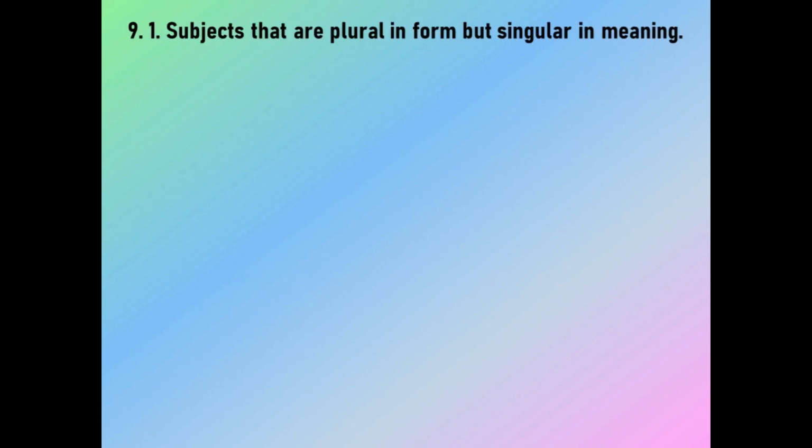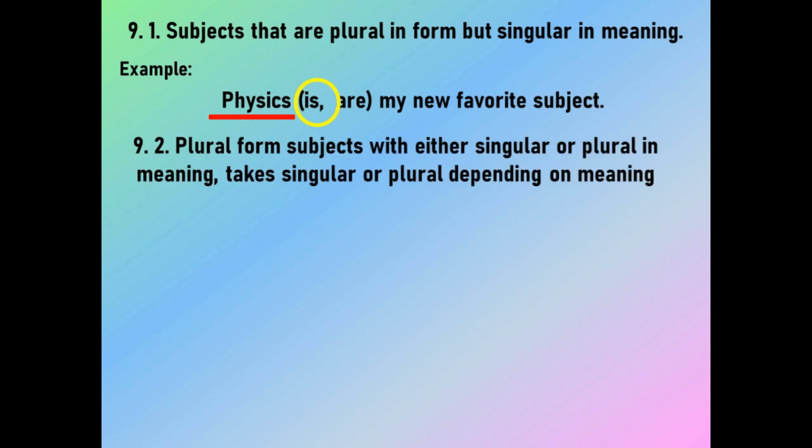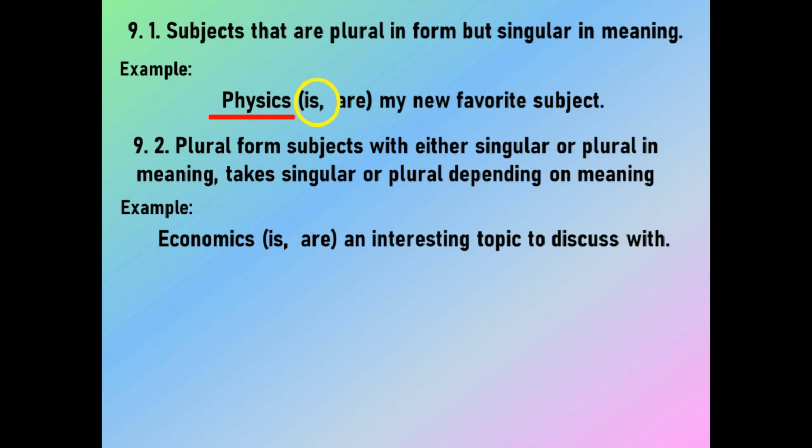Subjects that are plural in form but singular in meaning. Example: physics is my new favorite subject. Here, physics is a subject, and that is only one. So we are going to use is, which is singular. Another clue in the sentence is the word subject, which has no s. Plural form subjects with either singular or plural meaning take singular or plural verbs depending on meaning.